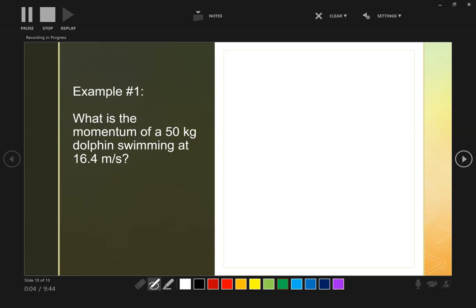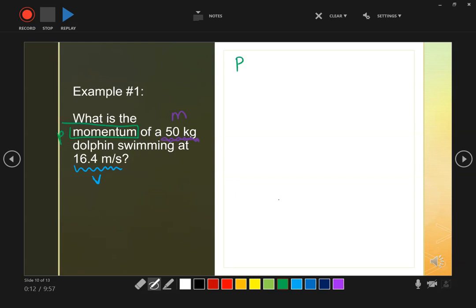Example number 1, what is the momentum of a 50 kilogram dolphin swimming at 16.4 meters per second? So first identify that information. We have 50 kg. Kg is the unit for mass. And 16.4 m/s. So what is m/s the unit for? Velocity. So what are we trying to find? It says what is the momentum.